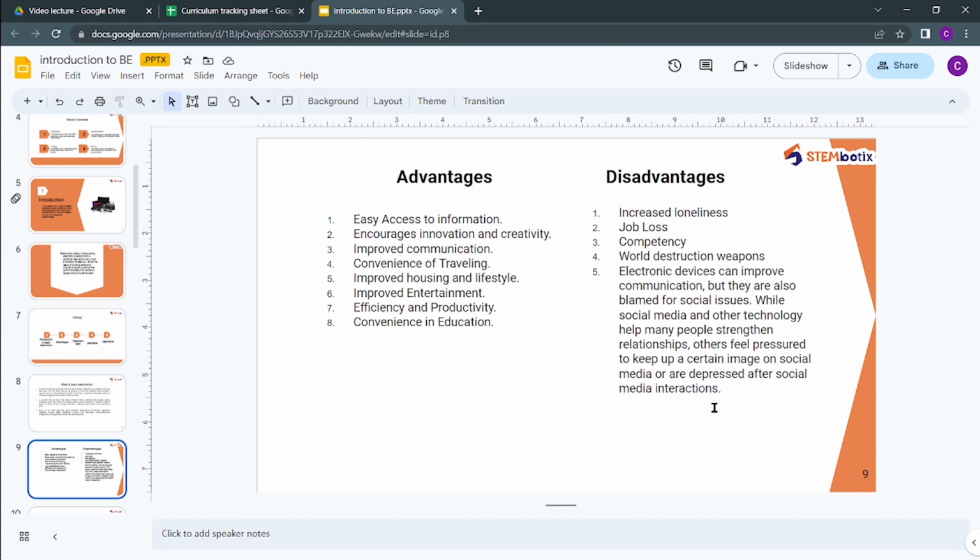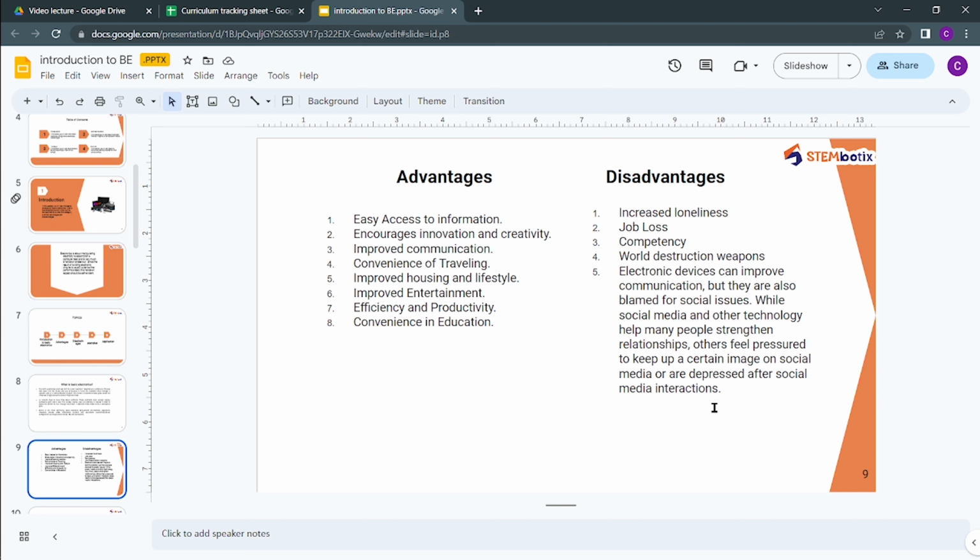Second is that it encourages innovation and creativity. As we have seen keypad phones, and now we are using some TVs and laptops as touchscreen modules. So this is nothing but innovation and creativity in this technical field. So it encourages innovation and creativity.